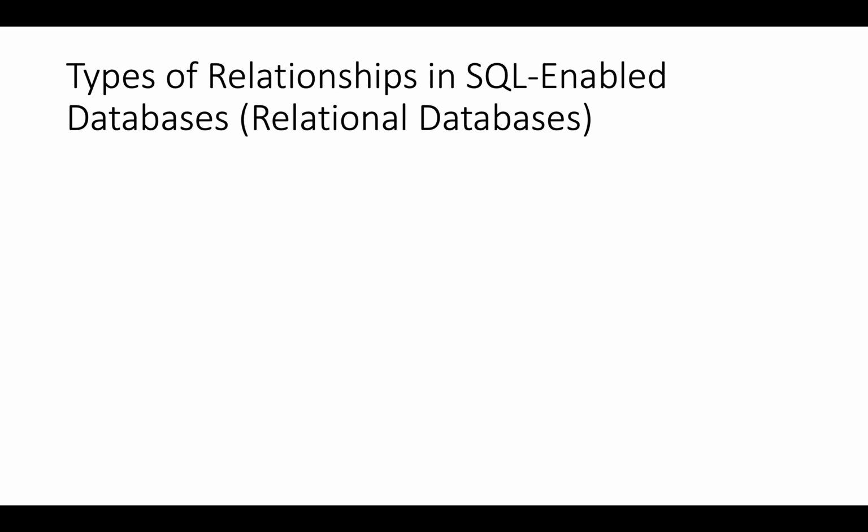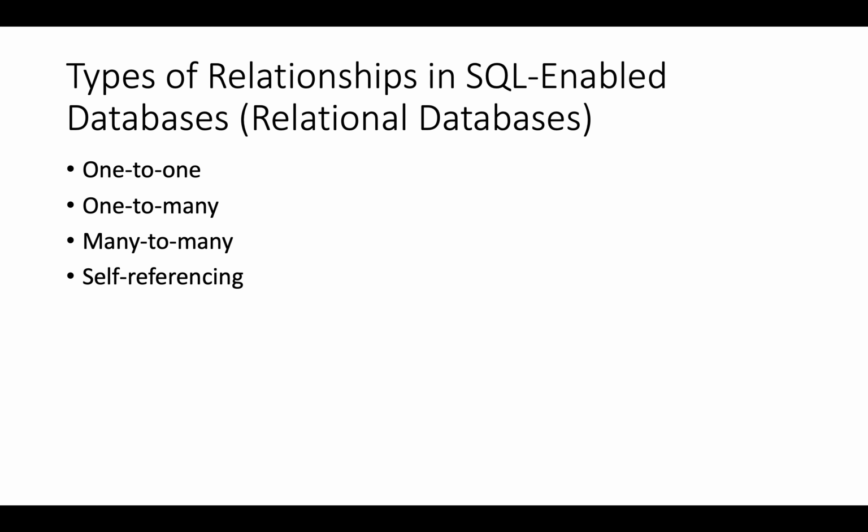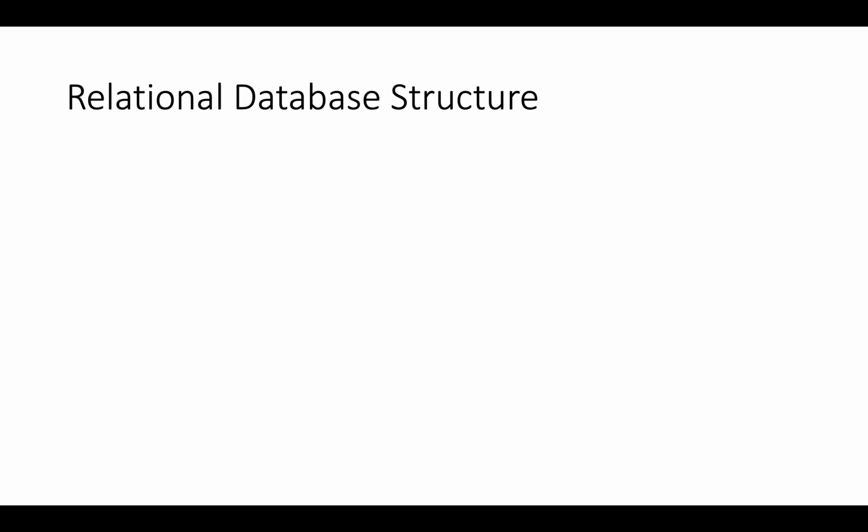Now we'll talk about types of relationships in SQL-enabled databases, or relational databases. There's one-to-one, that's very common. One-to-many, that's perhaps even more common. And many-to-many. There's also something called self-referencing, where a table refers to itself.